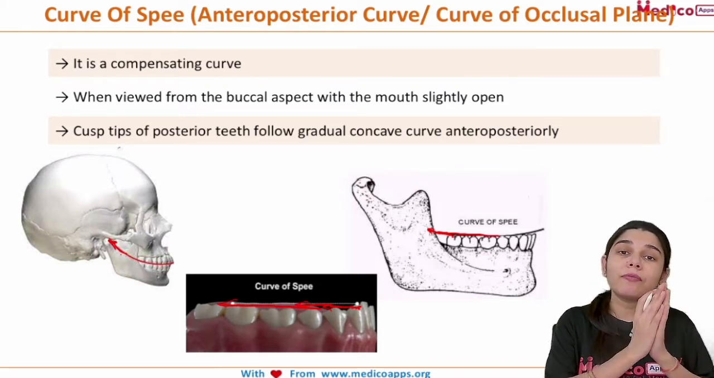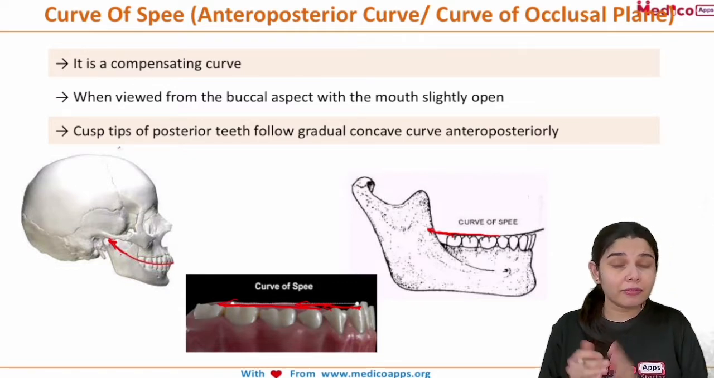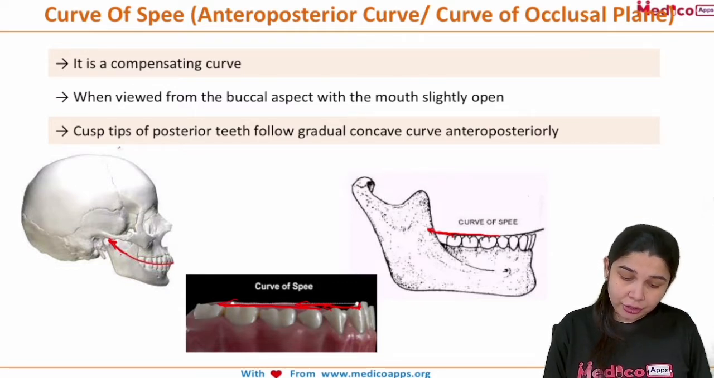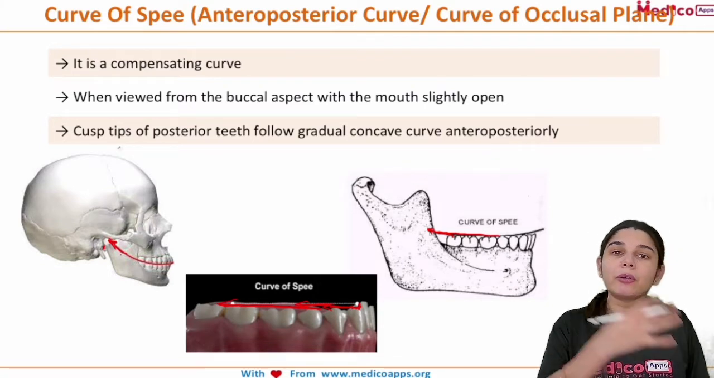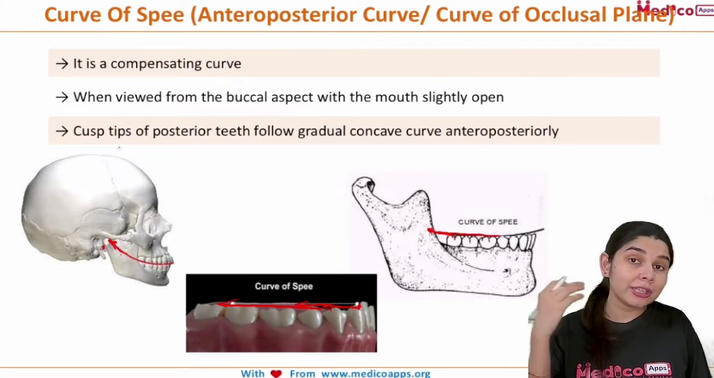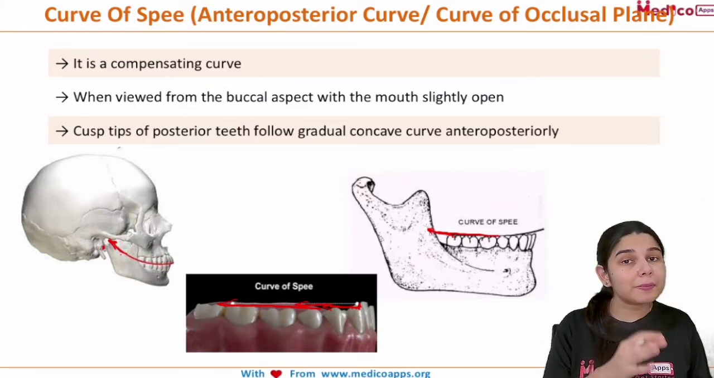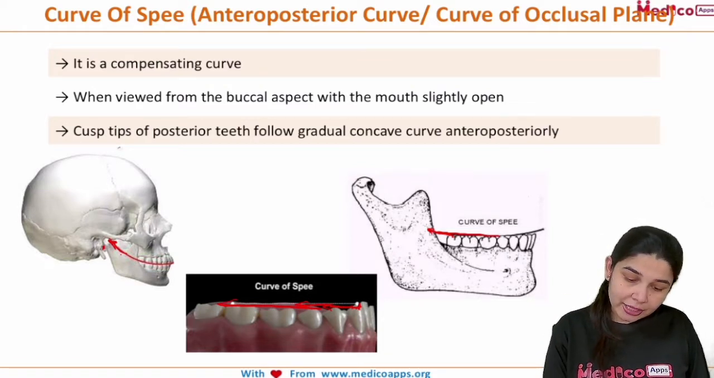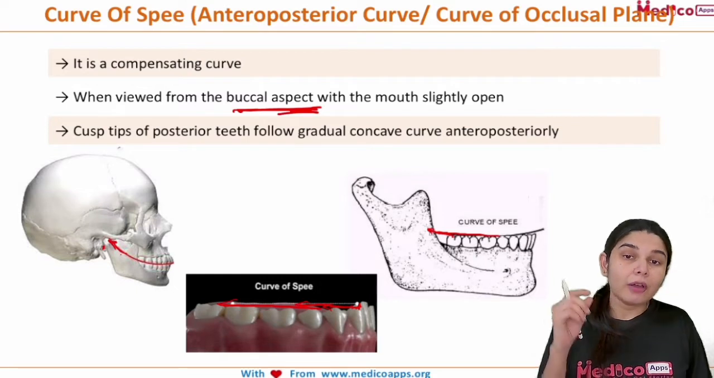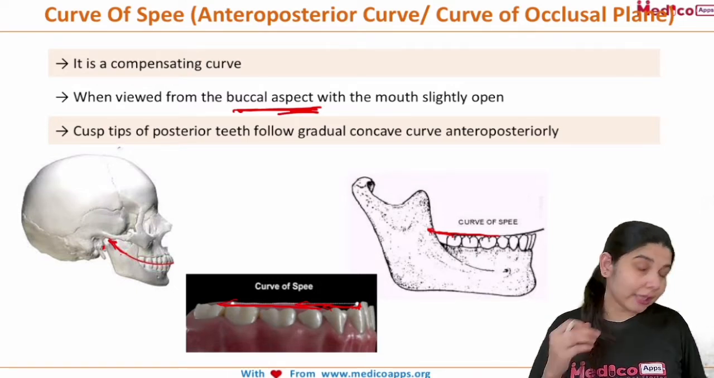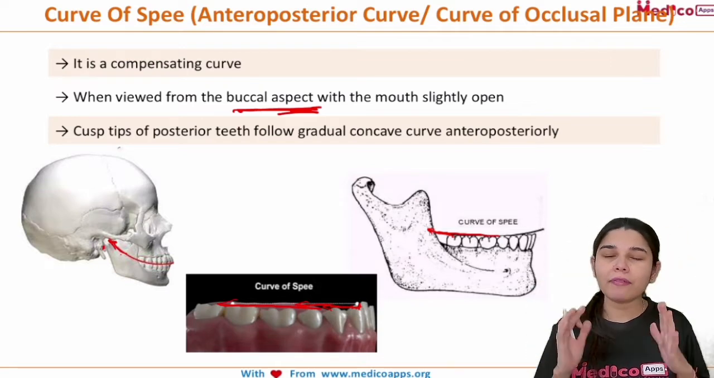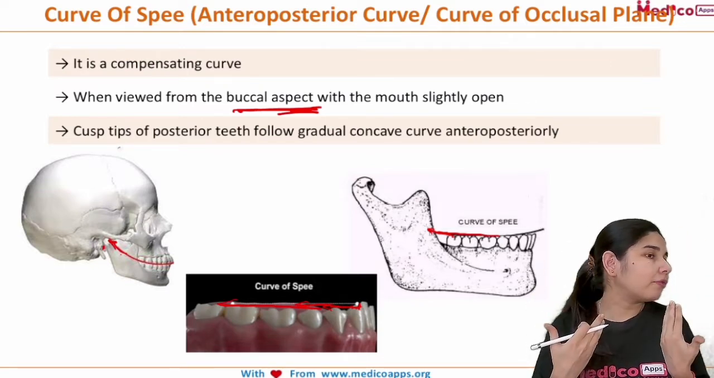So we can say this curve is from the canine to the mandibular condyles, as you can see in this image. But when and how can you see this sort of curve? This is seen when we are viewing the buccal aspect with the mouth slightly open. This is the front view of our face and this is the buccal view of our face.